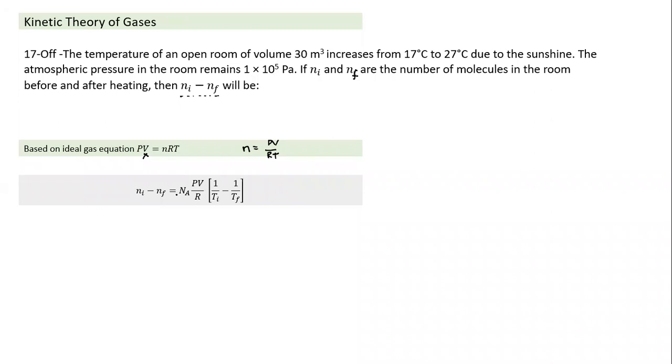So I calculate the initial number of moles and the final number of moles. PV by R, 1 by Ti is the whole thing, which is the initial number of moles. Final temperature gives the final number of moles. I multiply by Avogadro number. This gives you the total number of molecules. So this is a simple substitution. The rest is all simple.